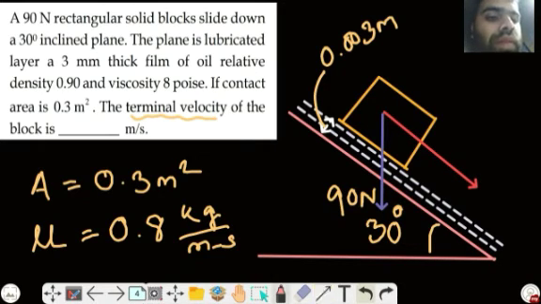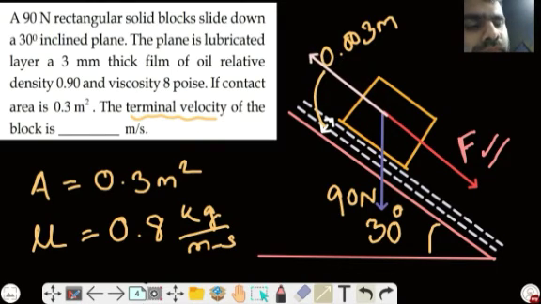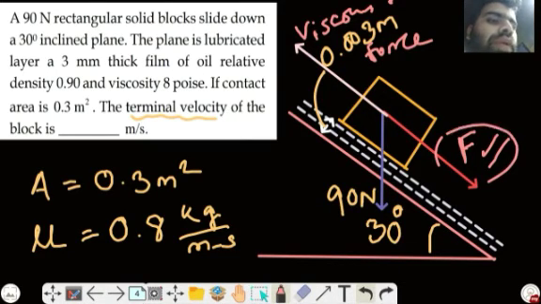This is F. So first we need to find out the value of this F. How to find out this? See, this weight is the only external force. Except this weight, there will be no external force. Yes, there will be a force in this direction that will oppose the motion, and this is only the viscous force. And then this is the component of the weight that is pulling the block downwards.